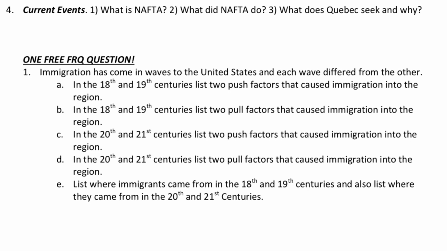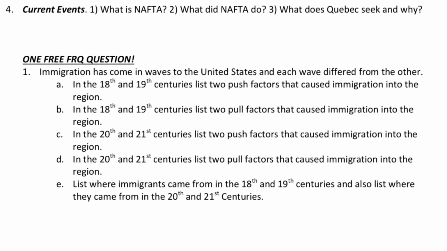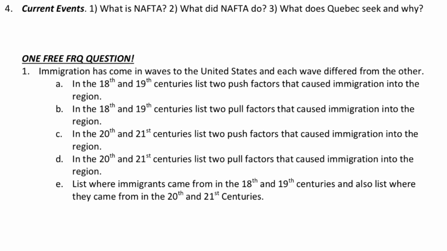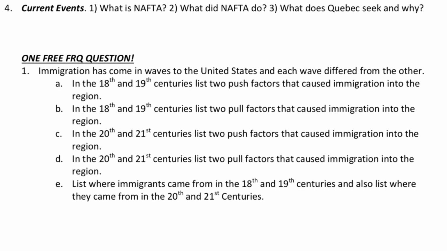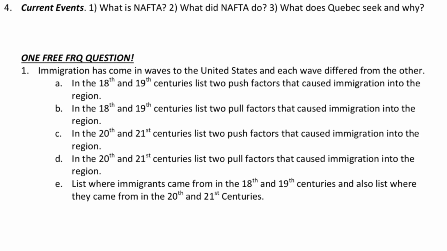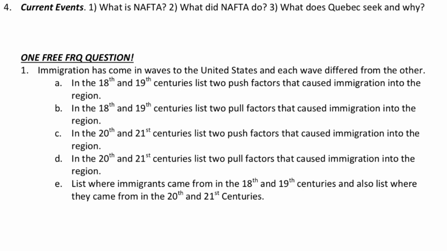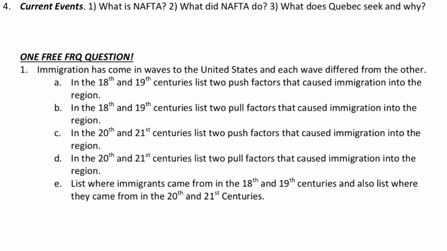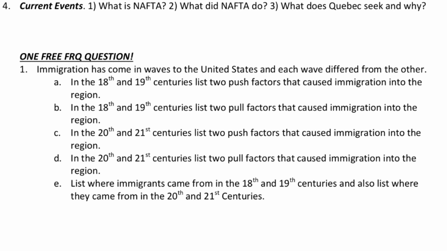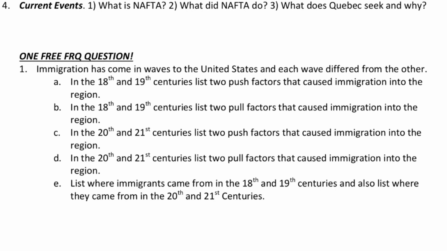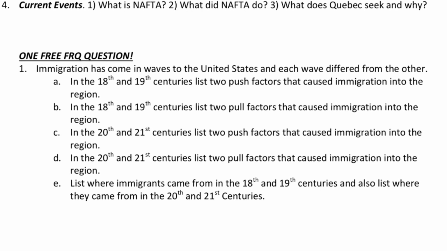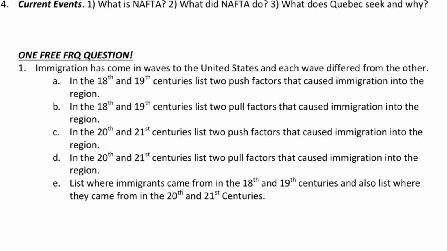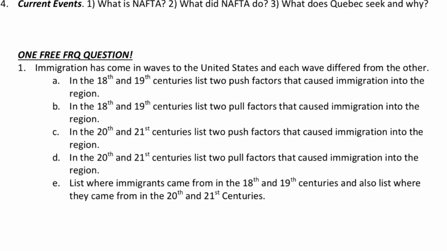Letter C, in the 20th and 21st centuries, this is the 1900s and the 2000s, list 2 push factors that caused immigration into the region. Push factors, negative things that made immigration happen in the 1900s and early 2000s. A push factor during this time period could be primary and secondary economic activities, because most of the immigrants during this time period are from Latin America and Asia, and by now they have primary and secondary economic activities, so the push factor would be getting away from these types of jobs.